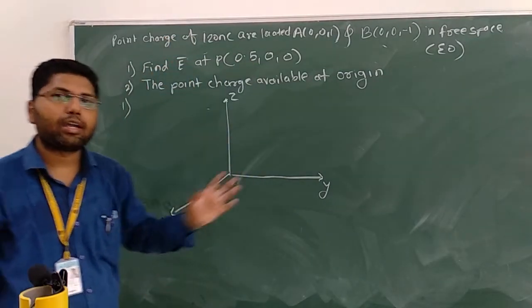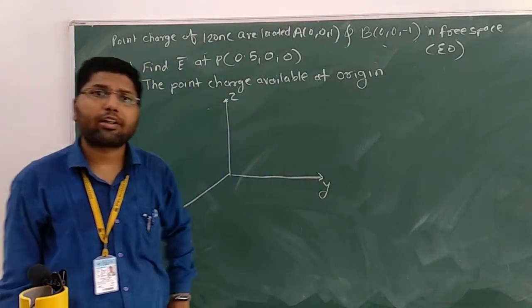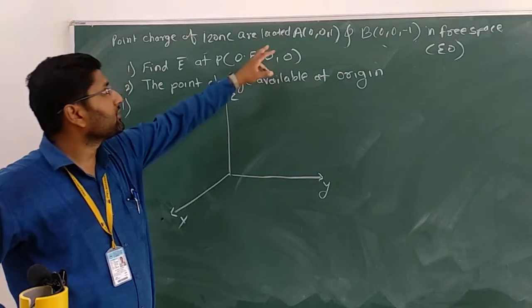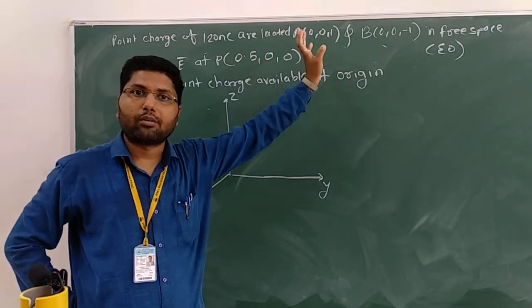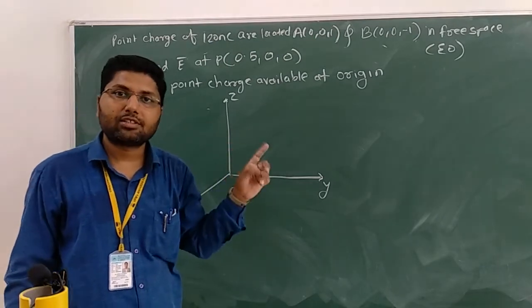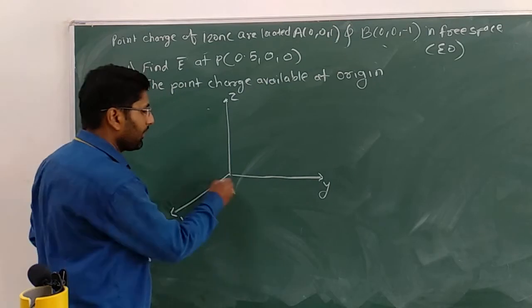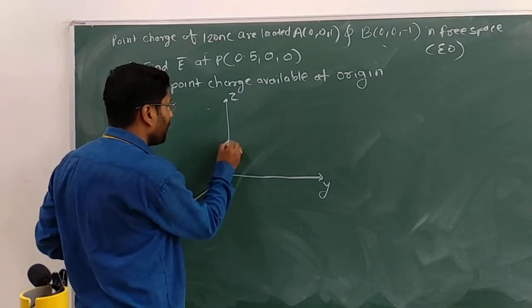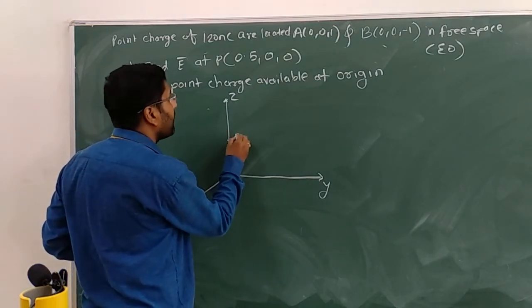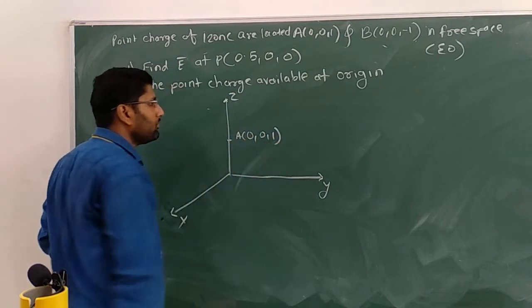Where will the A point be? See the coordinates of the A point: 0, 0, 1. What is meant by 0, 0, 1? X is 0, Y is 0 and Z is 1. So suppose here the A point is there, at 0, 0, 1.